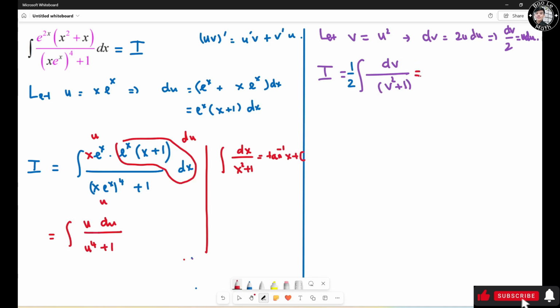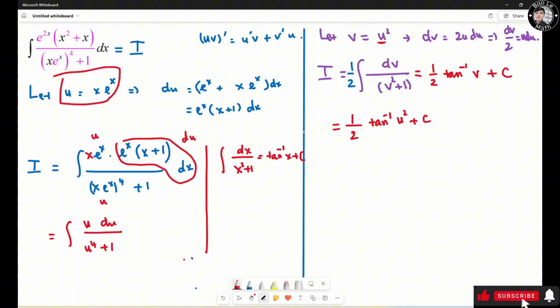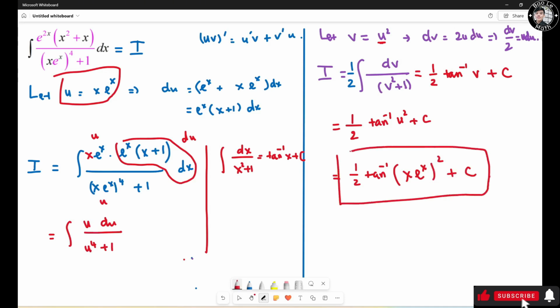So this guy becomes 1/2 tangent inverse of v plus c, right? Now, since v equals u squared, I'm going to have 1/2 tangent inverse of u squared plus c. But u equals this guy, right? So it's going to be 1/2 tangent inverse of (s e to the s) all together squared plus c. This one is the final answer. If you have another way to solve this problem, please leave a comment.